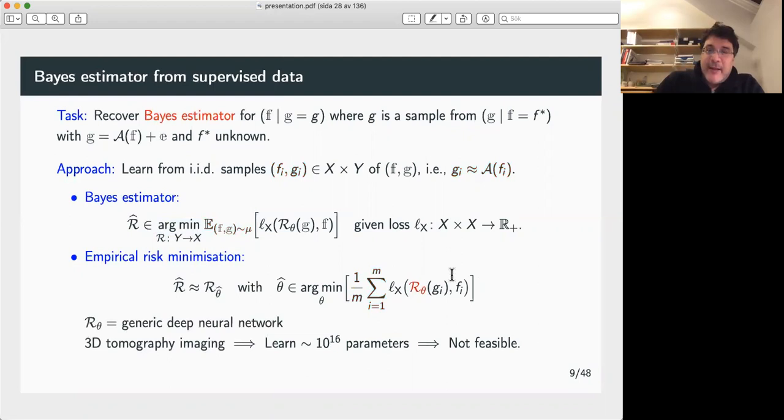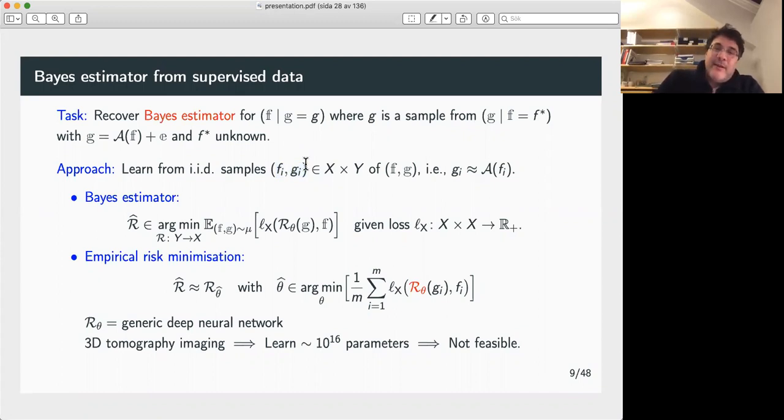Now you would say, what the heck, if I just put a generic deep neural network here, it's not going to be a feasible approach. Clearly, if you took this 3D tomographic imaging example that I was showcasing a couple of slides ago, this means you would learn something of the order of 10 to the power 16 parameters, and the amount of training data you need for that is just totally out of the question. So there's no way for you to do that.